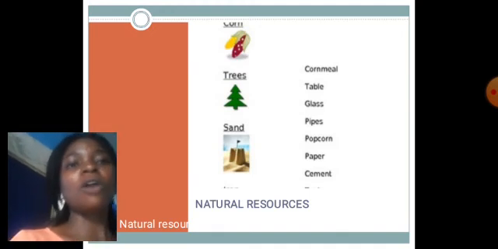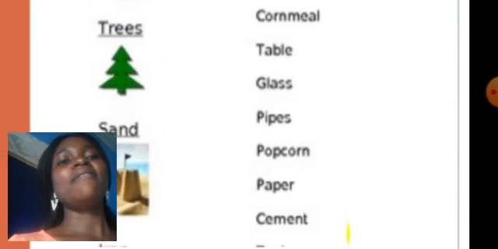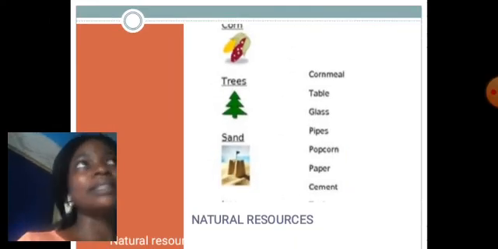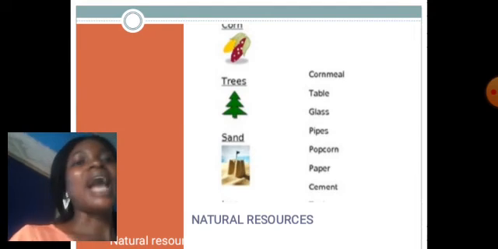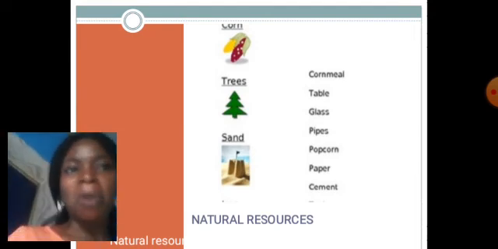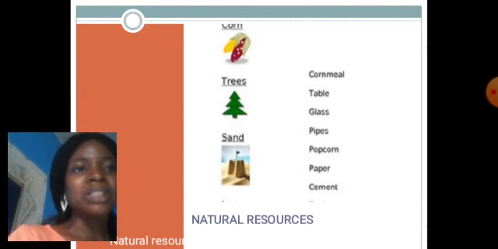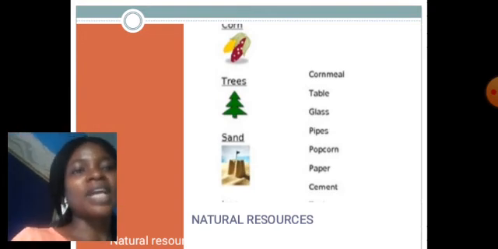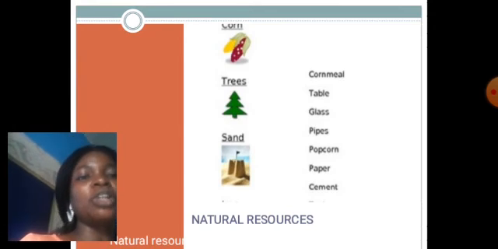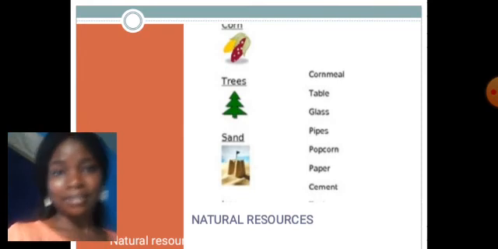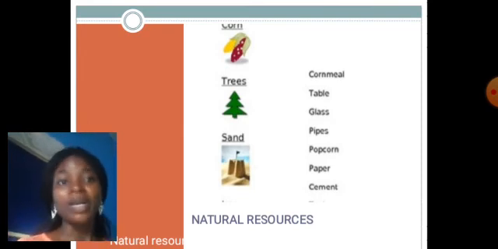We have corn, trees, sand, iron, and we have lots to make from them. From corn, you can get your cornmeal, your popcorn, your corn oil, and so on. From trees, you can get your chairs and tables, your furniture, your paper, your wood. From sand, you can get cement and glass. Likewise, from iron, we can make our tools.